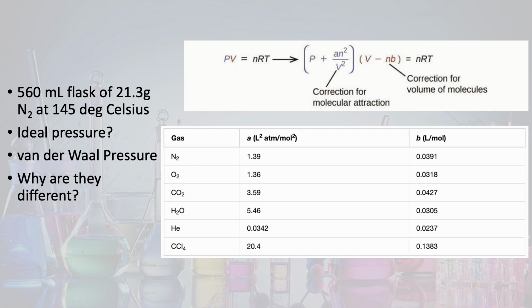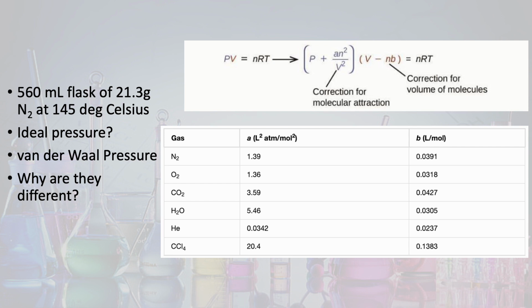So you can try this again here, right? In this case, we have a flask that's 560 milliliters in volume, with 21.3 grams of nitrogen. So you're going to have to do something with that in order to use PV equals nRT and our van der Waals equation. And our container is being held at 145 degrees Celsius. You're going to have to do something to that also to plug in the value for temperature. So go ahead and calculate the ideal pressure using PV equals nRT, and then the van der Waals pressure using the van der Waals equation, using your information here in our correction table. 1.39 for A, 0.0391 for B. Go ahead and pause and do that.